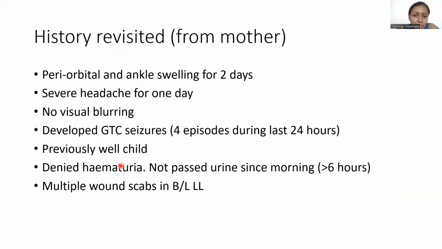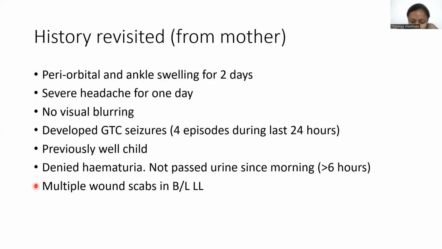We asked for some more details from the mother, and the mother says, yeah, this swelling had been there for the last 2 days. The child complained of severe headache yesterday, and their vision was all right, the mother said, but they were concerned only when the child threw a fit. The previously well child, and the mother denied hematuria, but he has not passed urine since the morning, right?